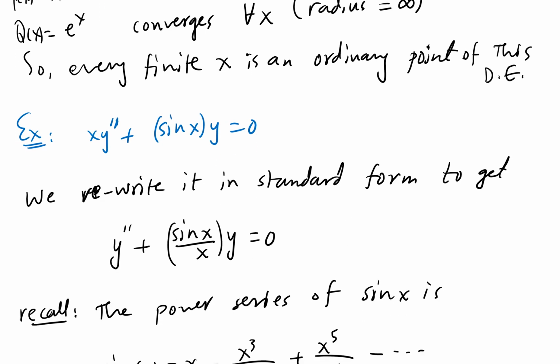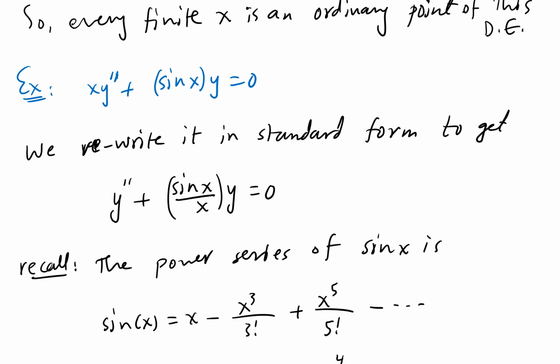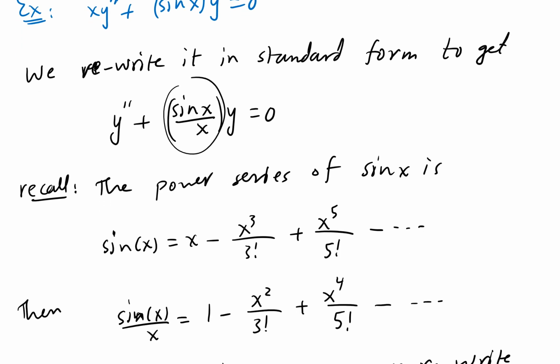So what do we have? Recall, just to give you more information about this, the power series representation of sine x is x minus x cubed over 3 factorial plus x to the 5th over 5 factorial. It's an odd function, so it takes the odd powers. And if I want to know about this, which is q of x in this case, we divide this series by x on both sides. It will look like this.